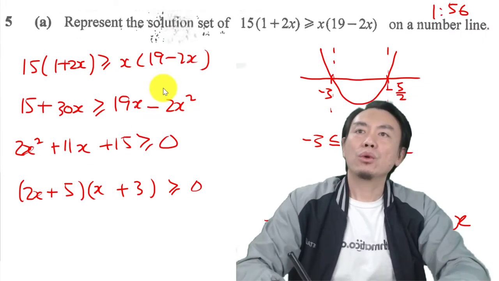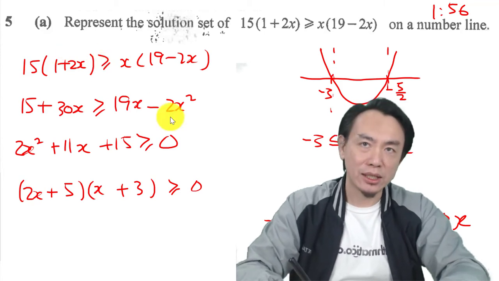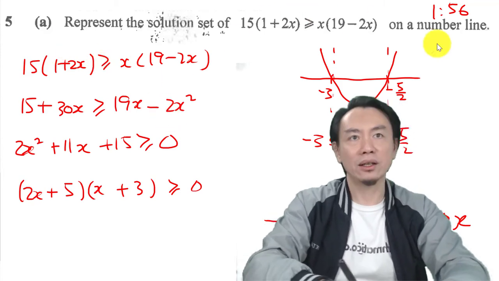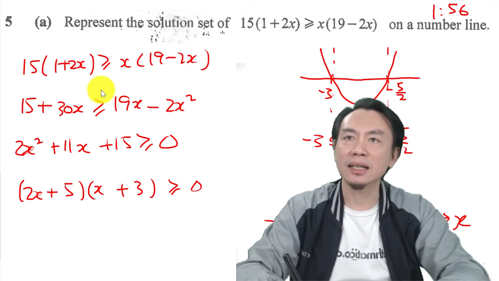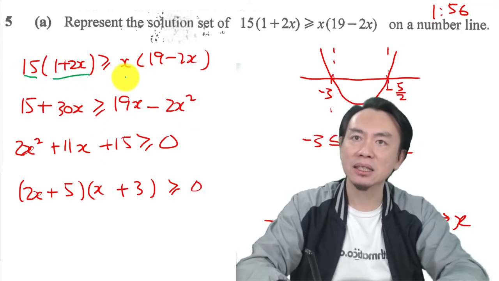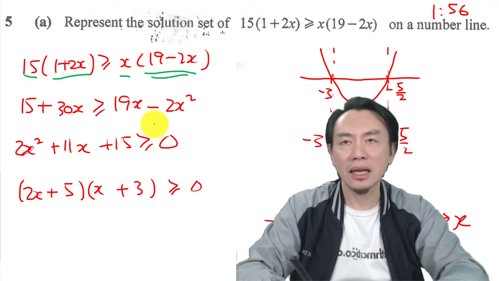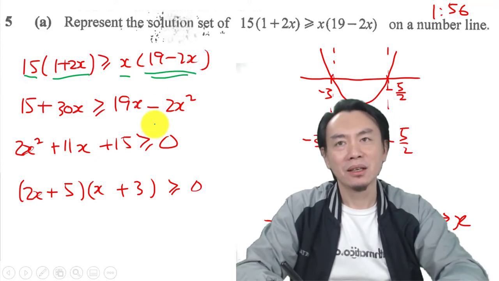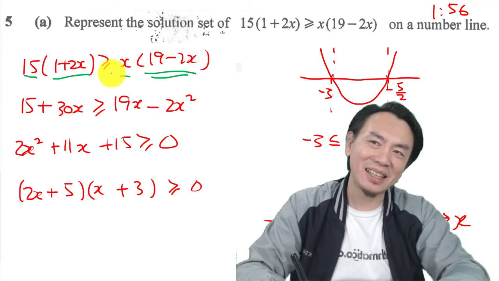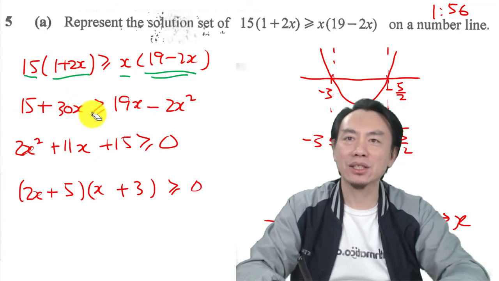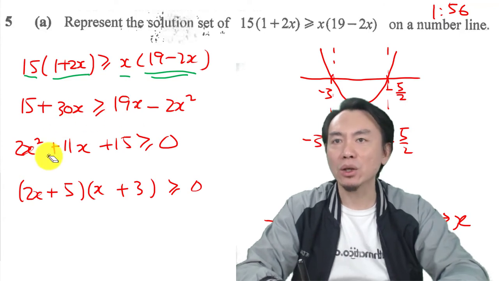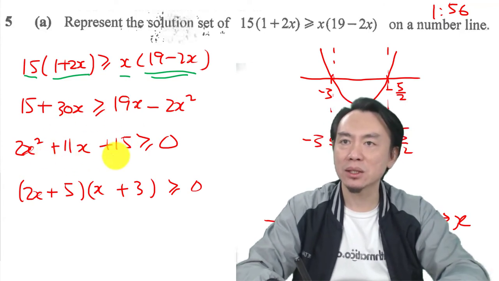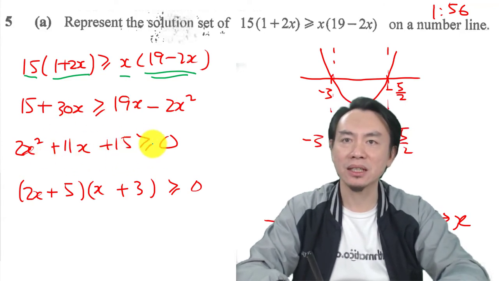Alright, so question 5a: represent the solution set of this inequality on the number line. So obviously it's a quadratic inequality, everything to one side. I will expand and simplify this. If you are doing A-Maths paper, I don't think I need to explain this to you. So you have 15 plus 30x on one side, 19x minus 2x squared on the other. Everything on one side, we get 2x squared plus 11x plus 15 is greater or equal to 0.